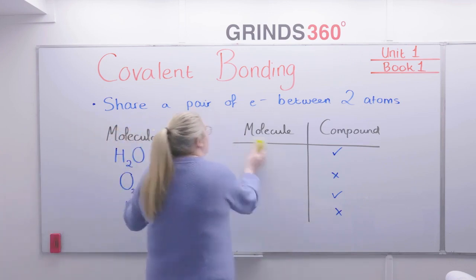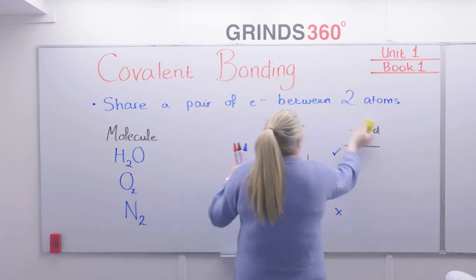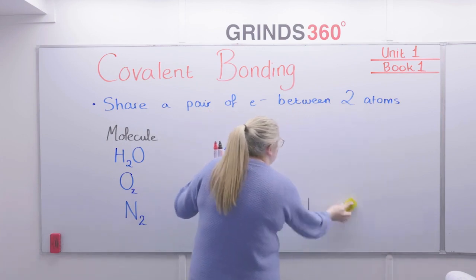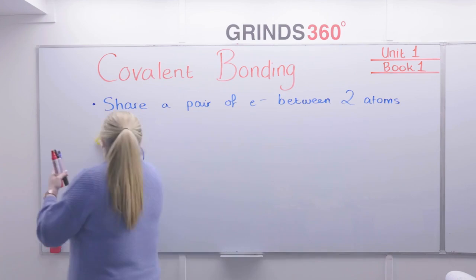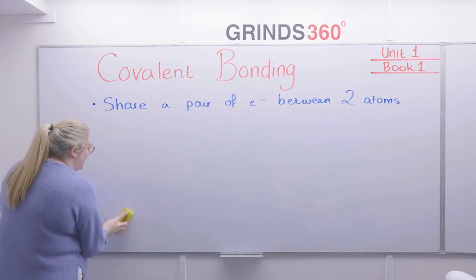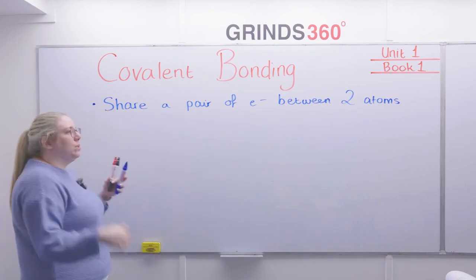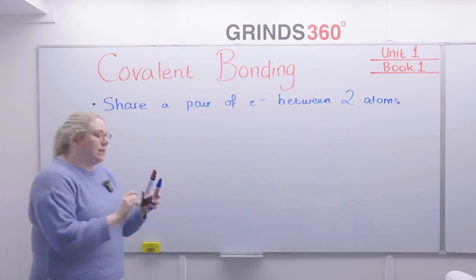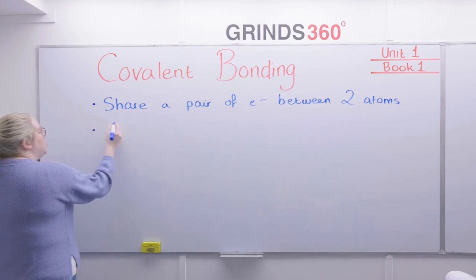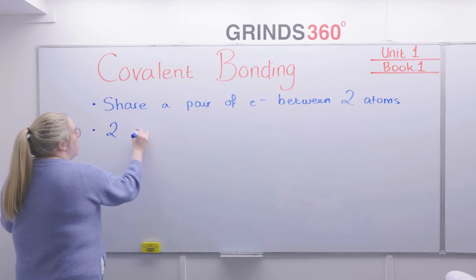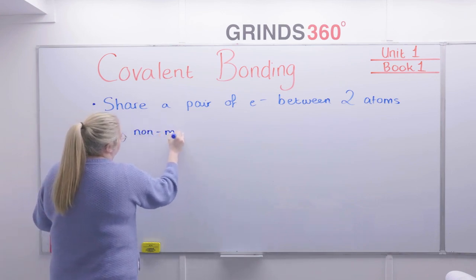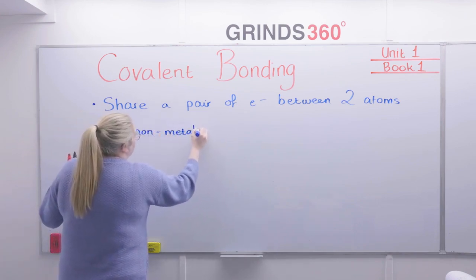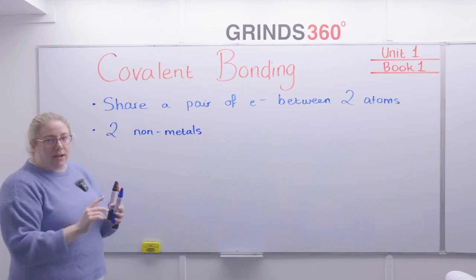First of all, we need to talk about what forms a covalent bond. Now, when we did ionic bonding, I said ionic bonds form between generally a metal and a non-metal. Covalent is different. Covalent bonds will form generally between two non-metals. So two substances on the right-hand side of your periodic table.